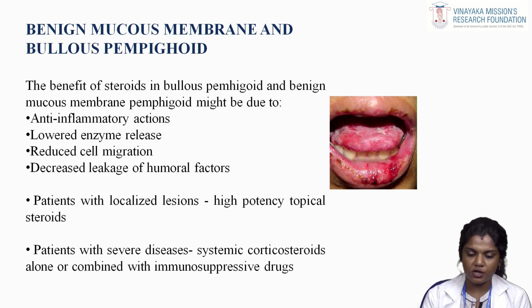The benefit of steroids in bullous pemphigoid and benign mucous membrane pemphigoid might be due to its anti-inflammatory actions, lowers the enzyme release, reduced cell migration, decreased leakage of humoral factors. Patients with localized lesions, we can use high potency topical steroids, and patients with severe disease, we can go for systemic steroids, or the systemic steroids can be combined with other immunosuppressive drugs.